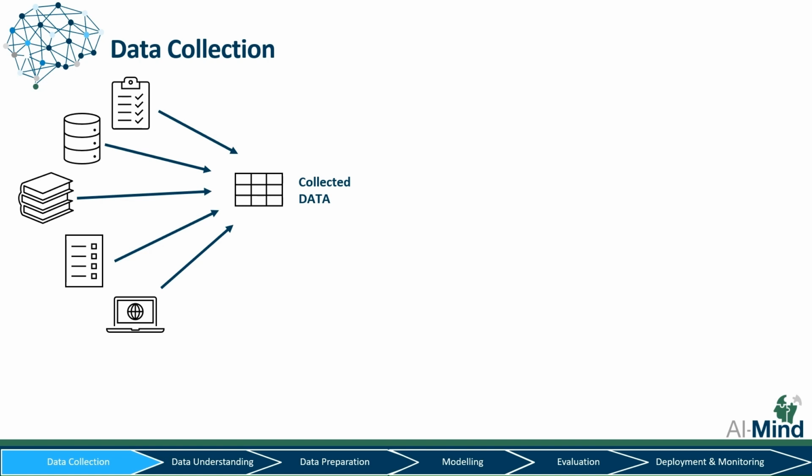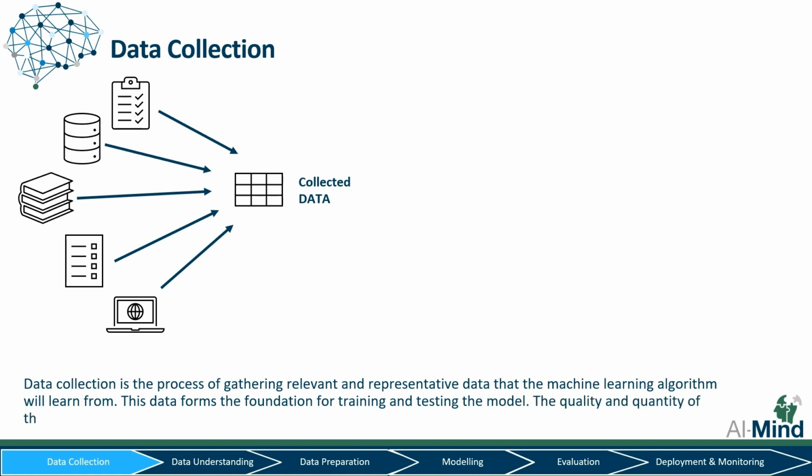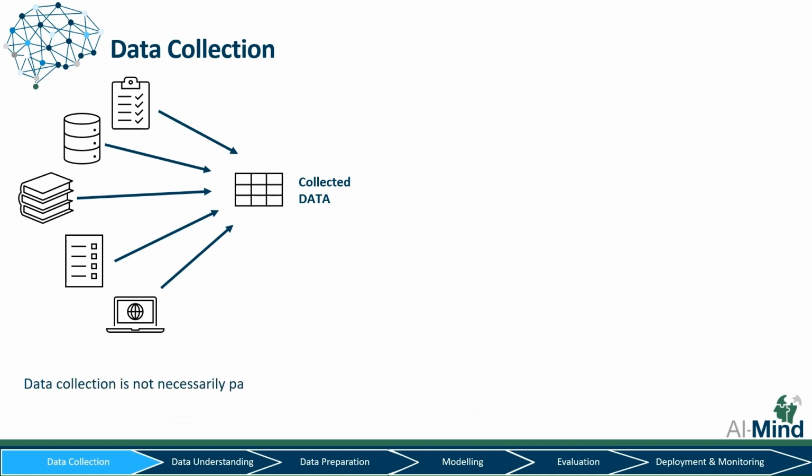Data collection. Data collection is the process of gathering relevant and representative data that the machine learning algorithm will learn from. This data forms the foundation for training and testing the model. The quality and quantity of the collected data significantly impact the performance of the machine learning model.